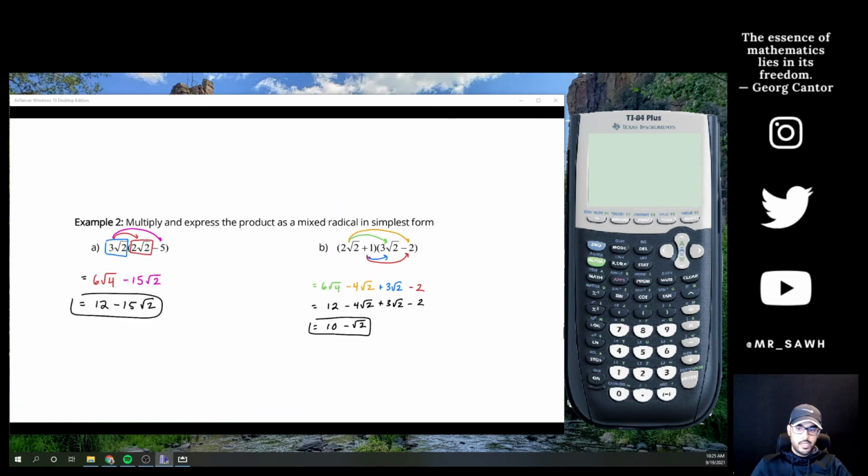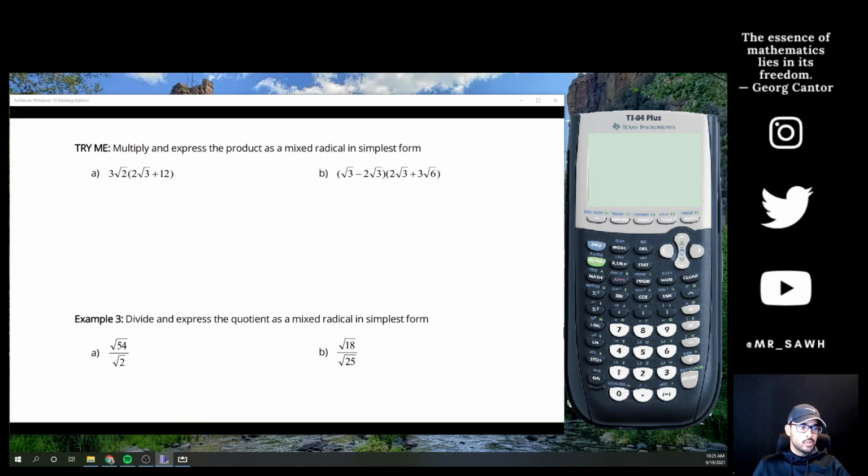So we talked about multiplying. I'll leave A and B here so you can try it on your own, make sure you know what's going on and check the answers. But let's talk about dividing.